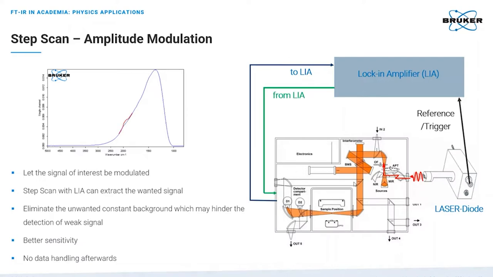In this way, the unwanted constant background can be eliminated using lock-in technique, and there is no need to subtract it later on. In addition, the lock-in amplifier also improves the sensitivity for such measurements, so that weak signal can be better detected. By using the step scan amplitude modulation, you will get a very nice result showing only the sample signal on a flat baseline.